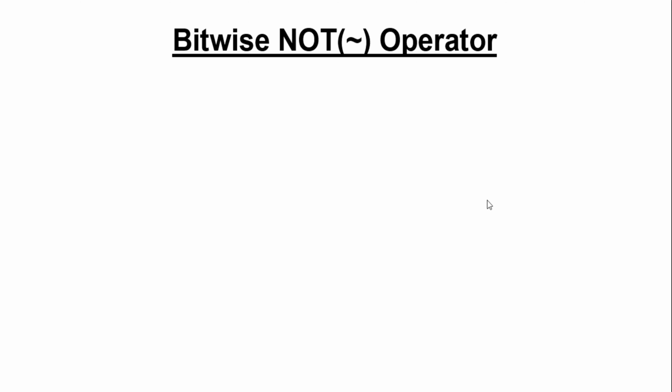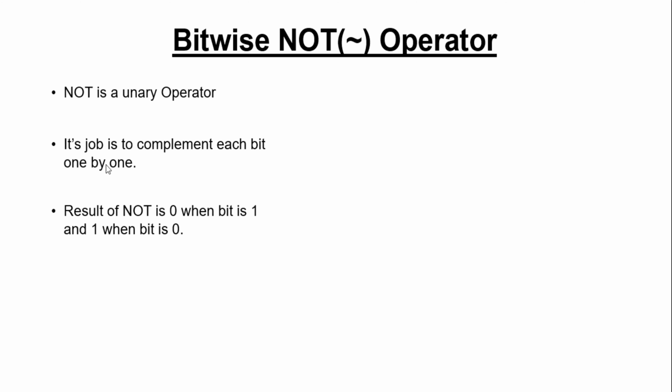Let's look at the NOT operator. NOT is a unary operator. Its job is to complement each bit one by one. What does that mean? It simply converts 0 to 1 and 1 to 0. The result of NOT is 0 when the bit is 1 and 1 when the bit is 0. When the bit is 1 it will convert into 0 and when the bit is 0 it will convert into 1. Let's look at the example.